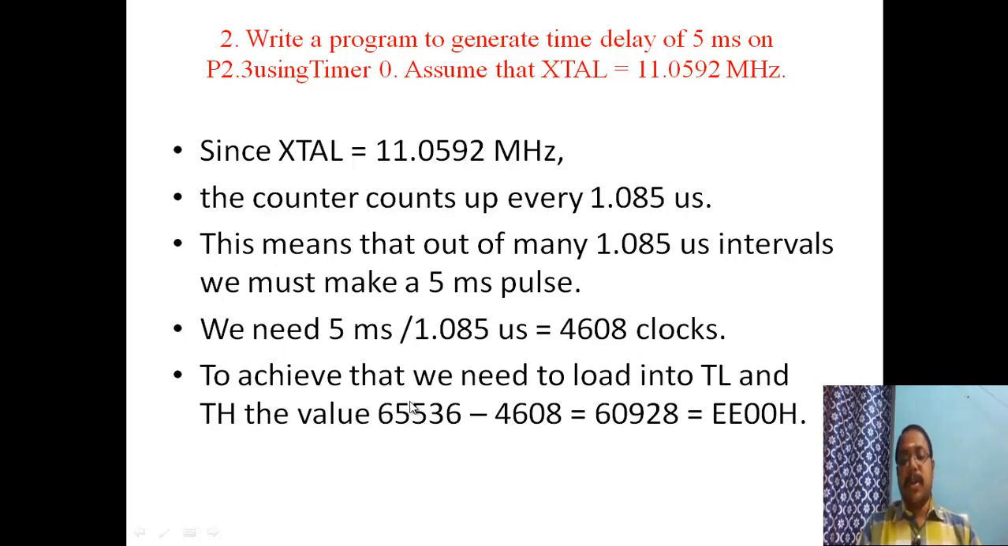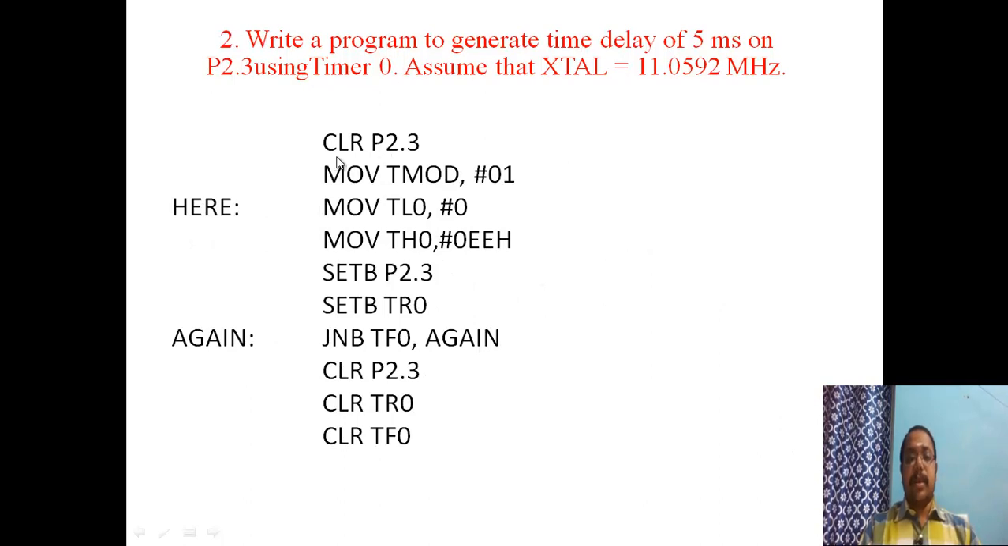See, I told you it is an up counter. So what is the maximum value? FFFF is nothing but 65,536. That minus what I required, 4608, then only I will get the remaining value, since it is an up counter. It is 60928. This decimal converted into hexa, finally I am getting it as EE00. So this I have to load. So that way we will run here.